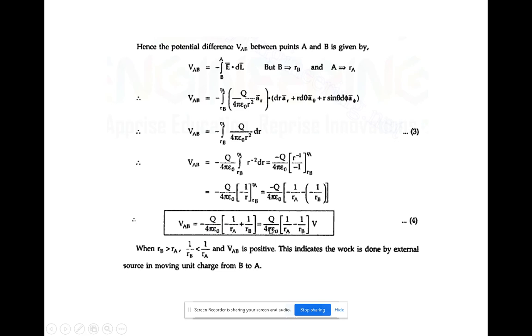The minus எல்லாத்தையும் நம்ம remove பண்ணோம்னா to bring it like this. Okay, Q by 4 pi epsilon R. Minus உள்ள கொண்டு போ. Minus into minus will become plus. So this term will become minus. That's all. Okay. So when your RB value is greater than RA, or 1 by RB is less than 1 by RA, your potential difference value will be positive. Okay. This is the potential difference between the point A and B. Okay. For the unit charge.